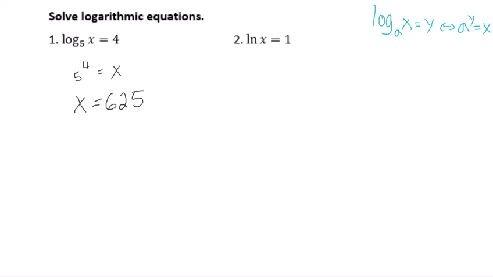Now here, this is base e, and we know e and e, we get the exponent, which is 1, which we get 1 here. So this one, when we change the forms, is e to the 1 equals x. So x equals e. Being able to change it from logarithmic to exponential sometimes helps a lot when we're solving these equations. Let's look at some more.